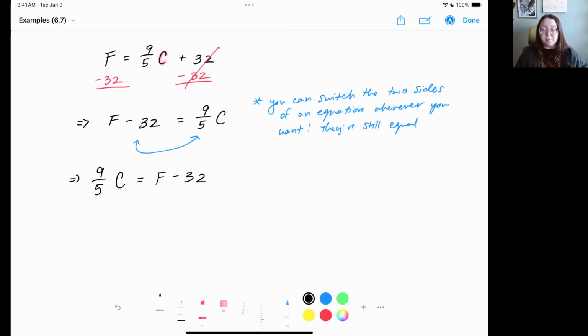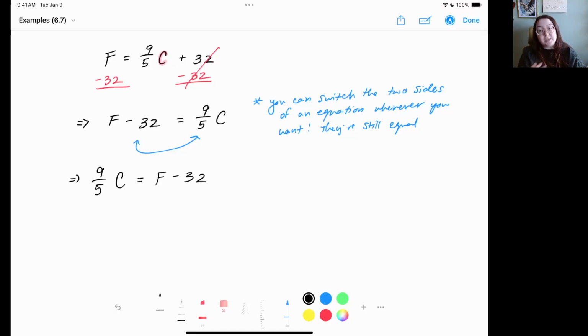So we've got our 9/5c is equal to f minus 32. Now we really want to get rid of the 9/5. In order to get rid of that, you do have two options. There's one that's a little bit longer and one that is a little bit shorter. To get rid of a fraction, what you can do is multiply each side by its reciprocal. The reciprocal is the fraction that you have, just with the numerator and denominator switched. So the reciprocal of 9/5 would be 5/9. And multiplying a fraction by its reciprocal cancels the fraction out. They cancel each other out.